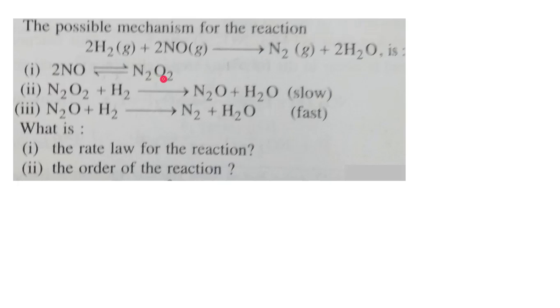What are intermediates? The unstable species formed during the reaction, and they are consumed during the reaction itself. In second step, N2O2 is combining with the other reactant to produce N2O plus H2O. Again N2O is again an intermediate, right? N2O plus H2 is giving you N2 plus H2O. So three steps they have given. They are asking what is the rate law for the reaction, and one more part, the order of the reaction, right?